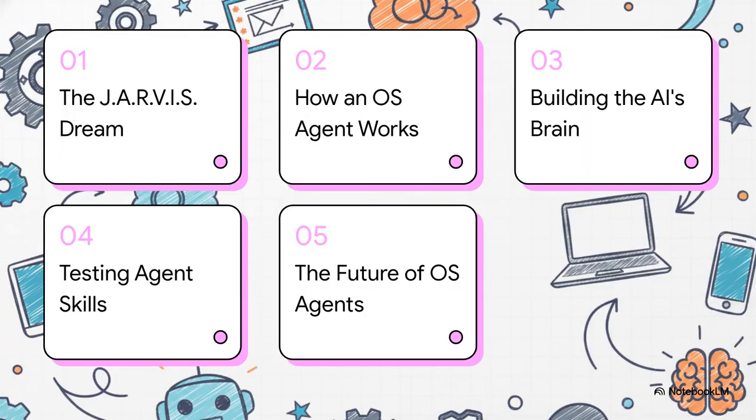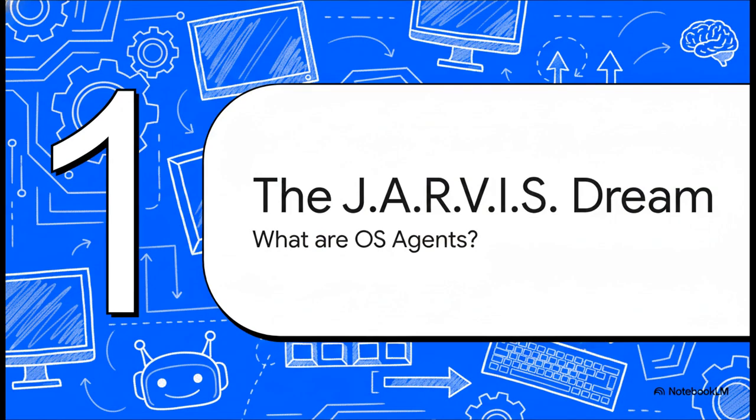So, how do we actually get there? Well, here's our game plan for today. First, we're going to define what these OS agents really are. Then, we'll take a peek under the hood to see how they work, how their brains get built, and of course, how they're tested. And finally, we'll look ahead at the future of this amazing tech. All right, let's kick things off.